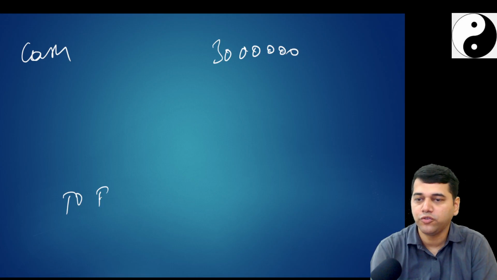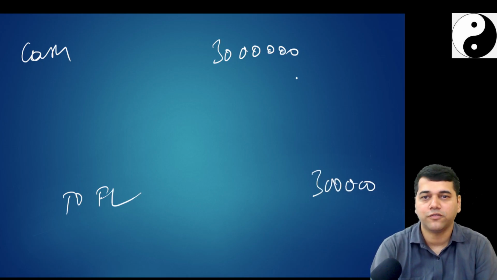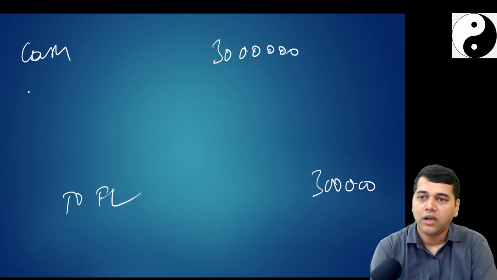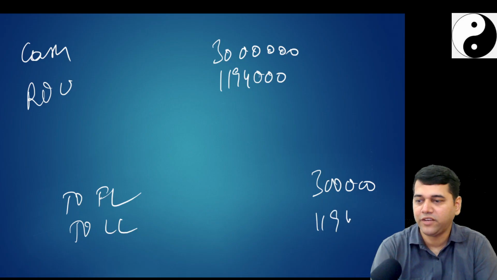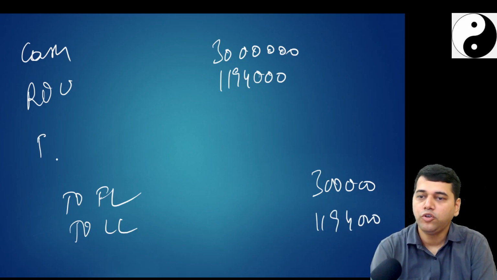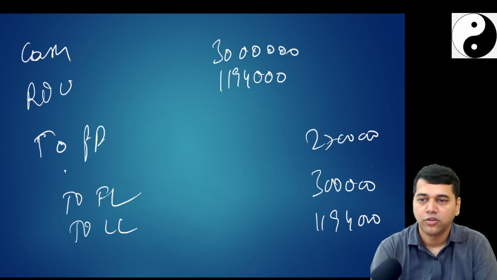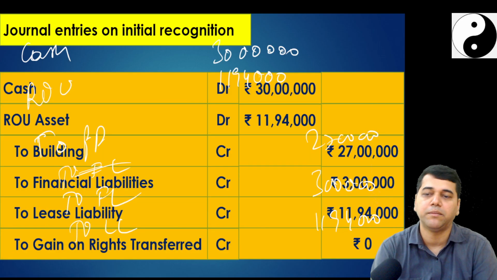I got cash. How much? 30 lakhs. Straight away it gives rise to a financial liability, 3 lakhs. Out of 30, 3 lakhs I removed first, before I do anything. ROU asset, how much? 11,94,000, to lease liability, 11,94,000. To PPE, 27 lakhs. To financial liability, 3 lakhs. So I will end up passing this entry.